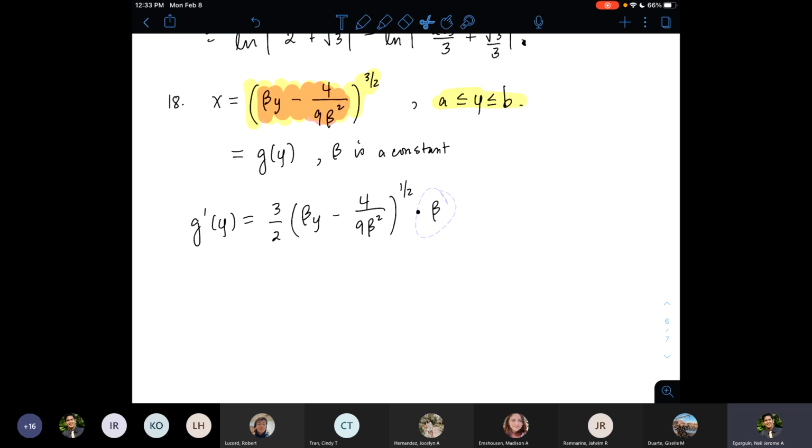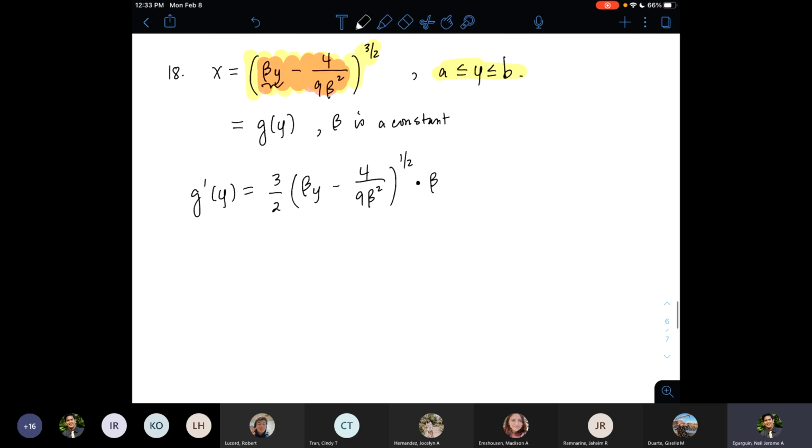Right? Do you see that that is just beta? Because the derivative of beta y is beta, because beta is a constant. And then 4 over 9 beta squared is also a constant, because beta is a constant. So the derivative is 0. So this is basically our g prime. And then you can just write it first as 3 beta over 2 times the square root of beta y minus 4 over 9 beta squared.